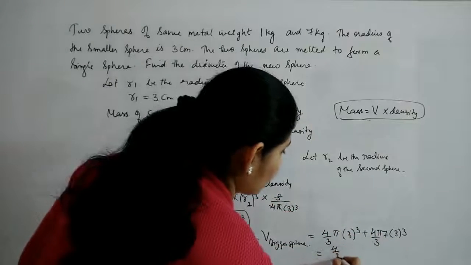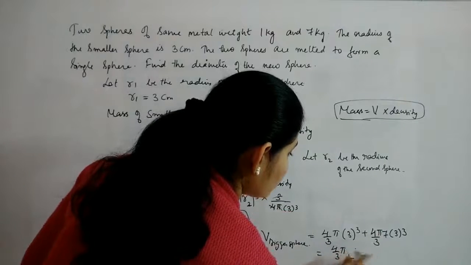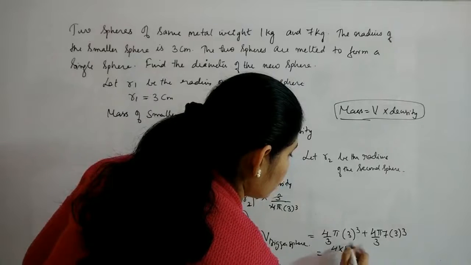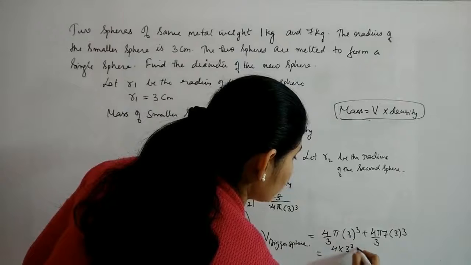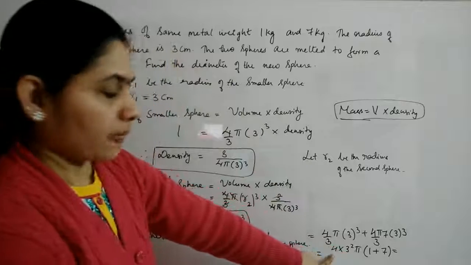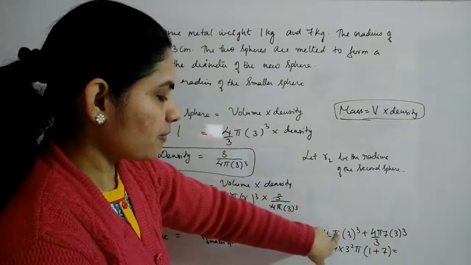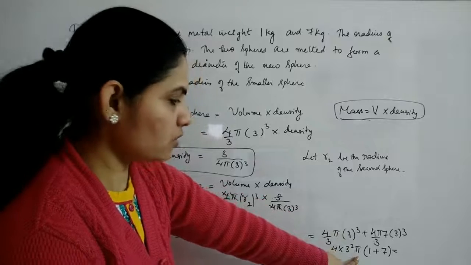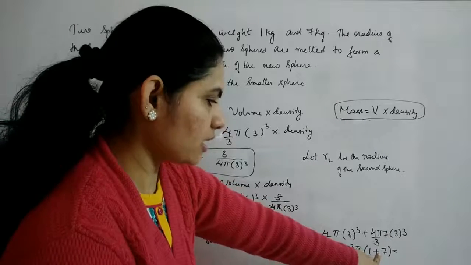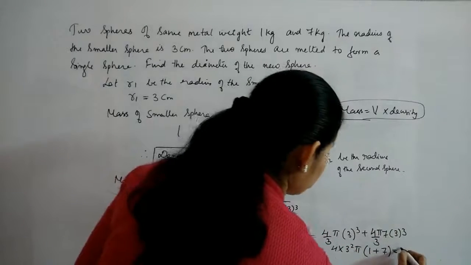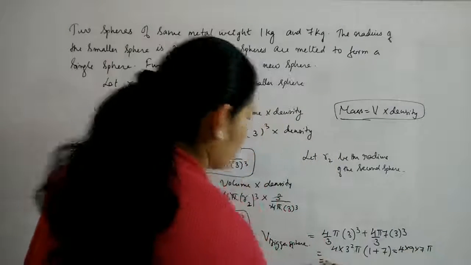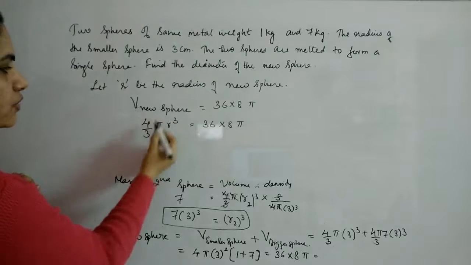So here what you will get, 4 by 3 pi can be taken out and 3 cube also, so that this becomes 3 square. Now it is 4 into 3 square pi into, here this is 1, this is 7. So you are getting 8 here. 3 can be cancelled here and 4 pi 3 square is common. You have taken out. And this will become 1. Here you would have nothing, that means 1 plus here it is 7. So that you are getting here 8. So in total what you are getting, 4 into 9 into 7 pi.